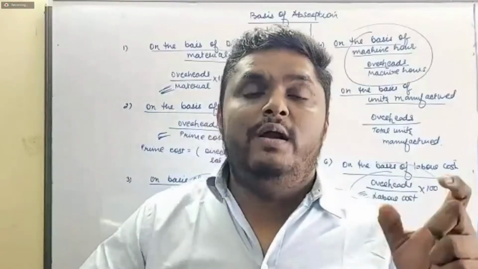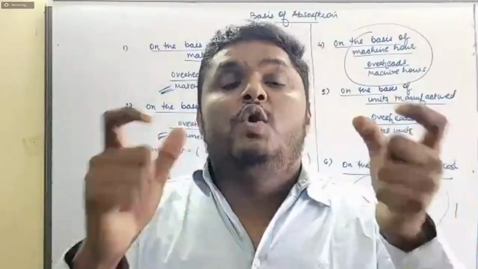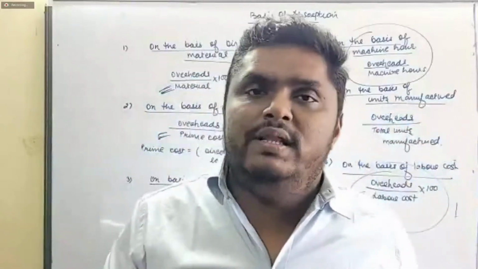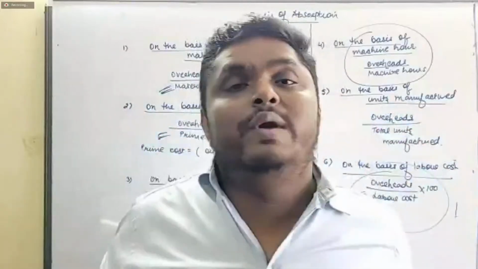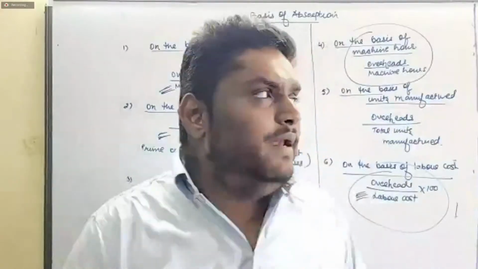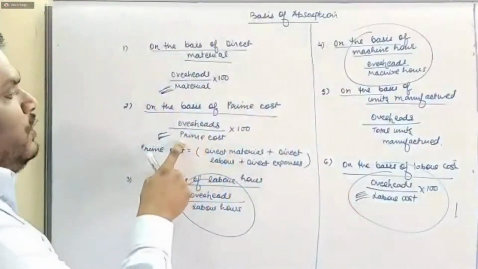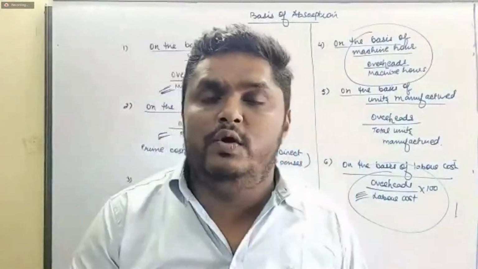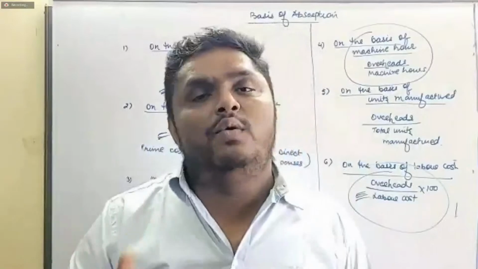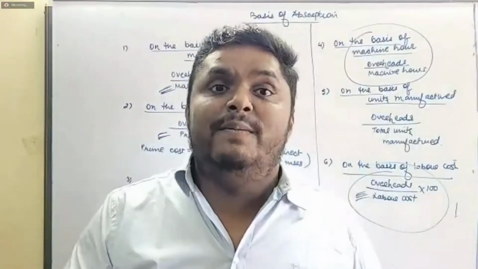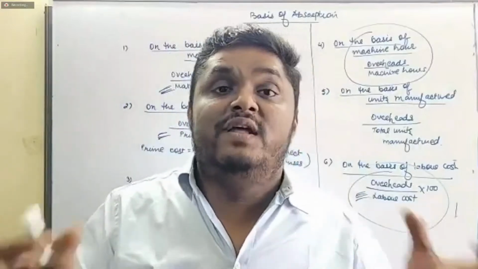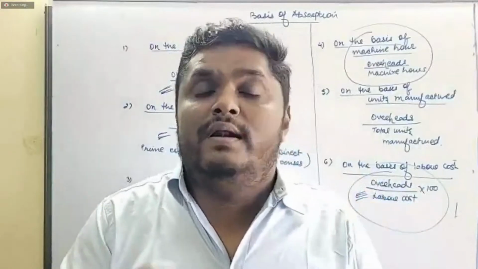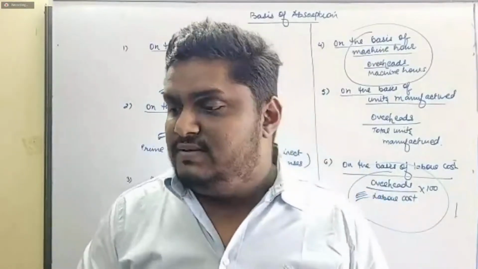Guys, to be very frank, if both the figures are in rupees, then we have to calculate the percentage. Else, no need to calculate the percentage. So herein, prime cost is calculated in rupees, material cost is calculated in rupees, and labor cost is calculated in rupees. Then only we have to calculate the percentage. But let's say labor hours are given, machine hours are given, then yes, we will calculate the per hour rate, not on percentage basis.